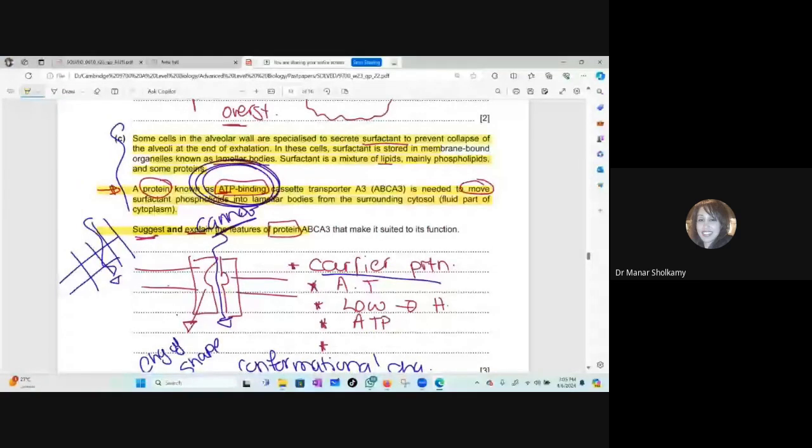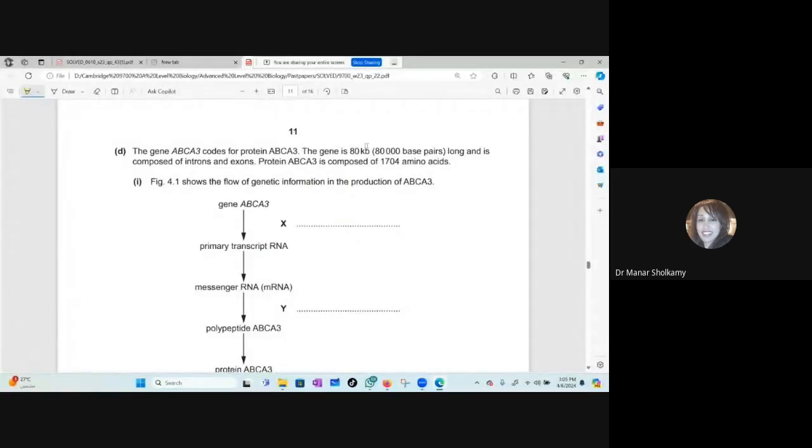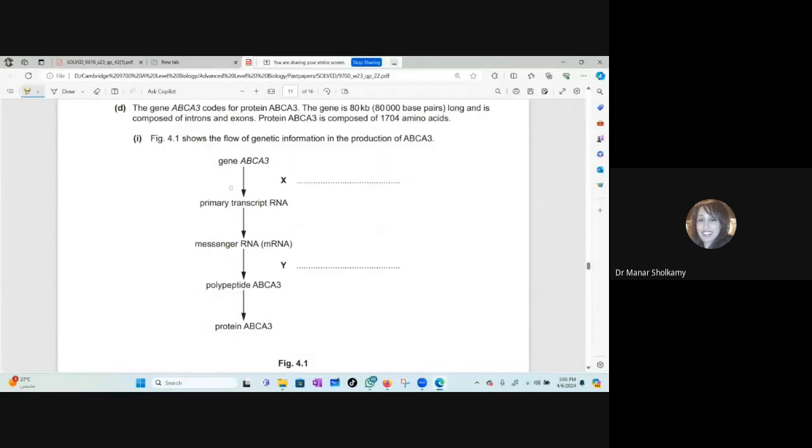Okay. The gene ABCA3 codes for this protein, and the gene is 80 KB or 80,000 base pairs long, and it is composed of introns and exons. Protein ABCA3 is composed of 1704 amino acids. Figure 4.1 shows the flow of genetic information in the production of this protein. So the gene will go through X and then it will create the primary RNA. What is X?